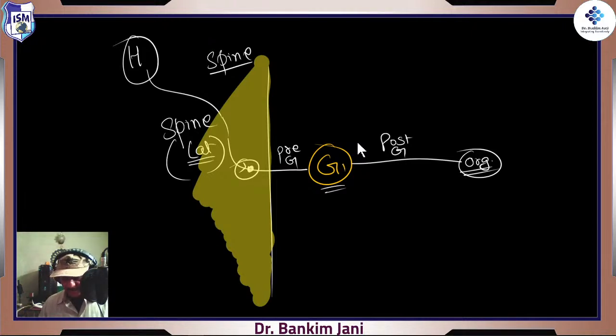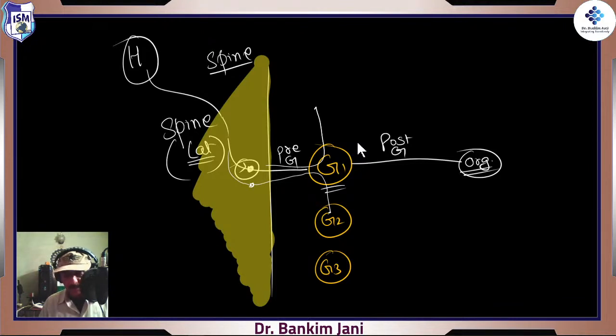I'll write G1, G2, G3. Why G3? They all are ganglia. So some of the fibers, right, they will come over here, and then they will go like this, and they will go down. Some of the fibers, they will go up, right? Similarly, over here also fibers will come down and they will go up. Some of the fibers will end here. Some of the fibers will come over here, right?